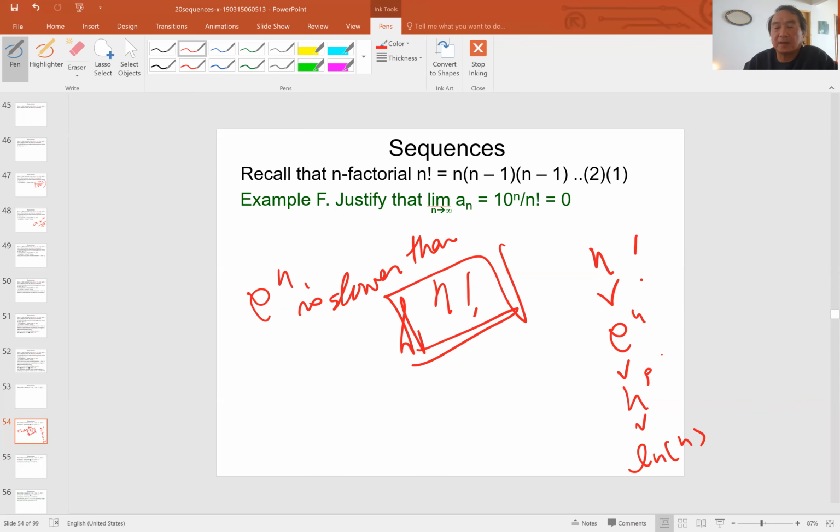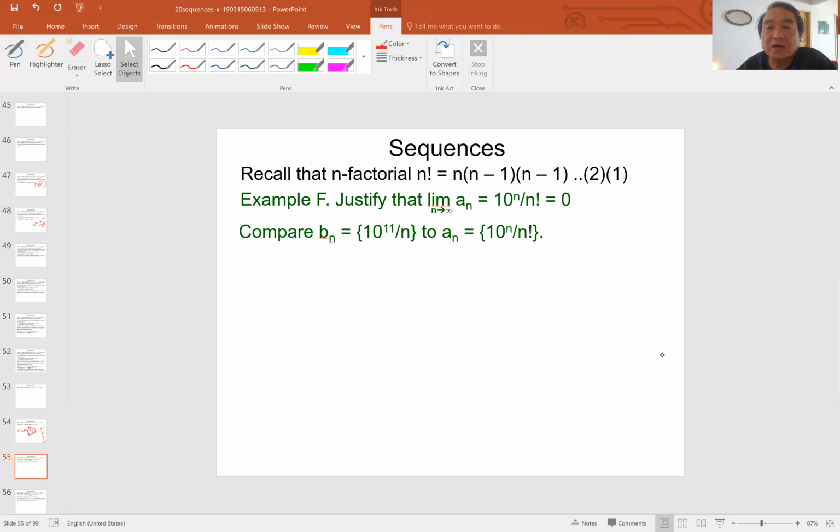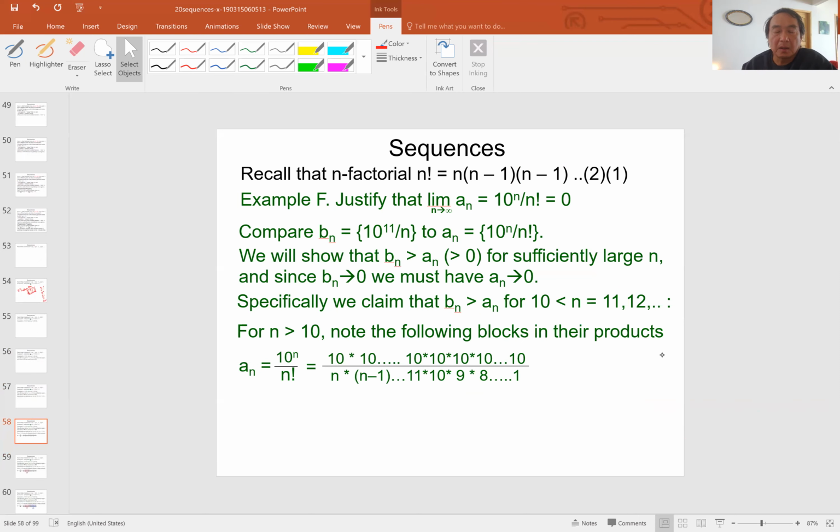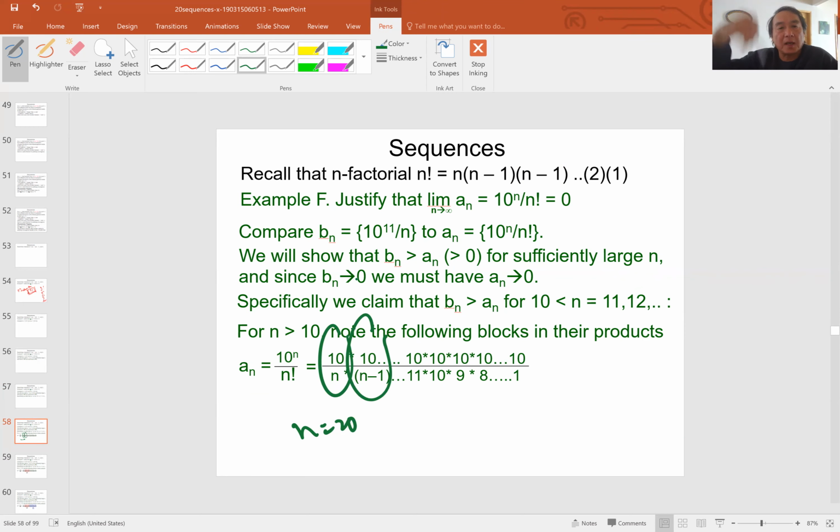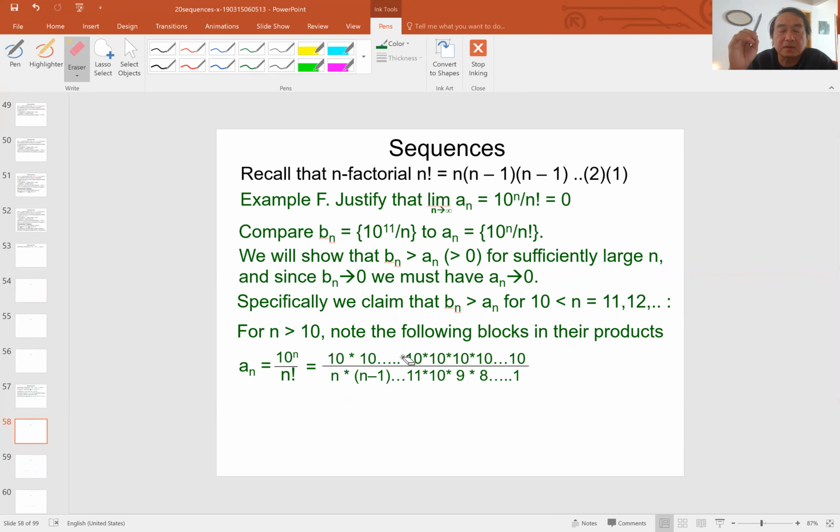And how do I justify this? How do I show that 10 to the n over n factorial has limit 0? And here's how we do it. Basically, we write out what a_n is. And suppose n is very large, more than 10, so that on top there are more than 10 tens, maybe 20 tens, 30 tens, I don't know. Then the bottom will be 20, 19, 18, etc. Think about n being 20, okay? And they match, each 10 has a denominator, we can write it right underneath it, the same number of numbers, n numbers, right?